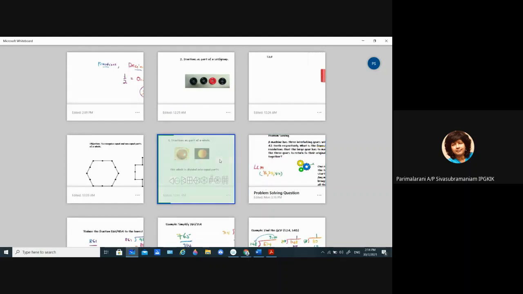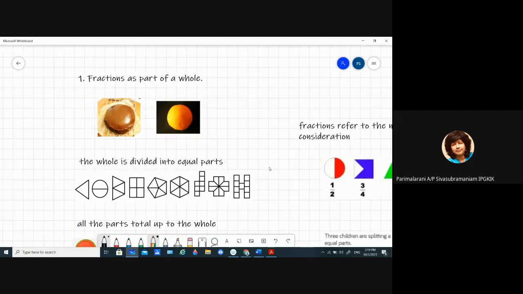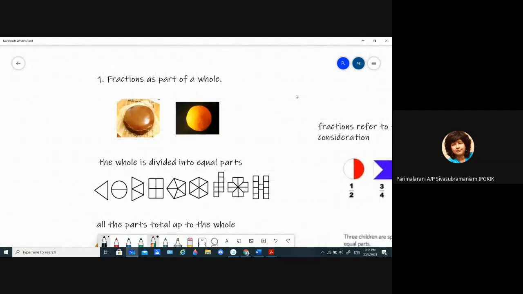So let's look at fractions as part of a whole first. We need children to understand what we mean by whole. A whole cake, or an orange. These are wholes. So we need to show children many different types of wholes, different shapes and sizes. If you use only one shape in the classroom and only one size, children are going to think the fraction is only limited to one size and shape.